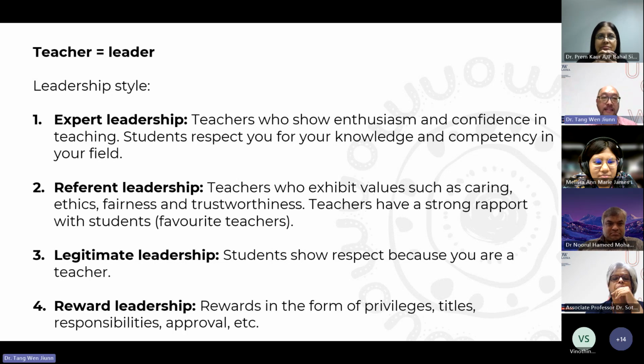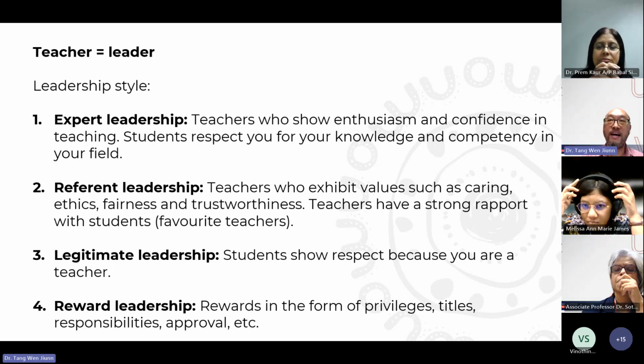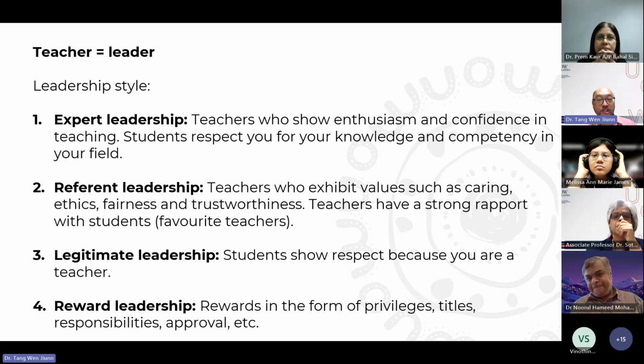And the last type here is reward leadership. For this, students will like you and enjoy your class when rewards are given to them. Maybe you say, okay, well done, or you have some token of appreciation. You give them special tasks or special approval. So they respect you for that because they enjoy getting those kinds of rewards.